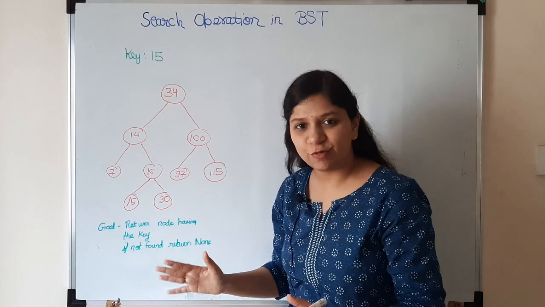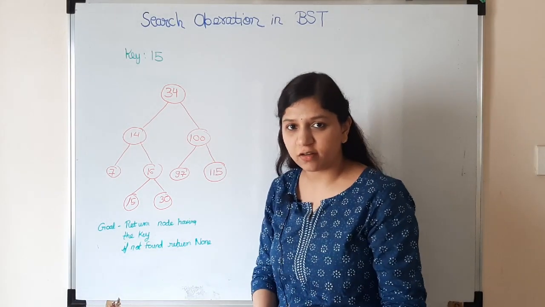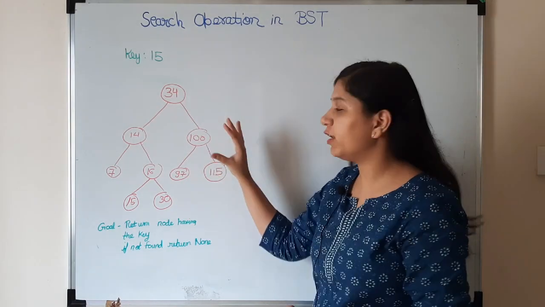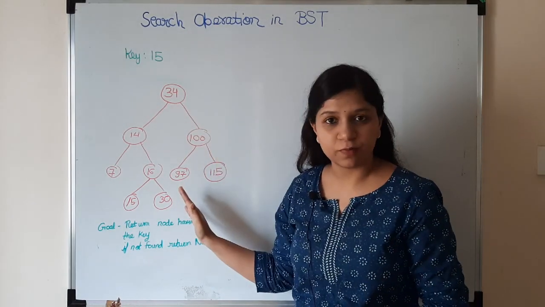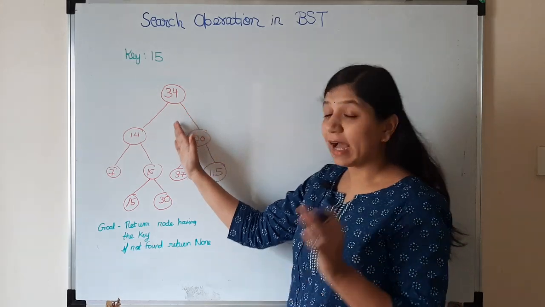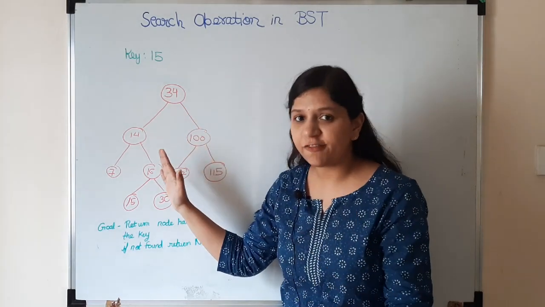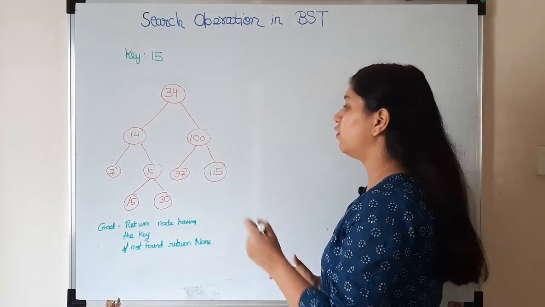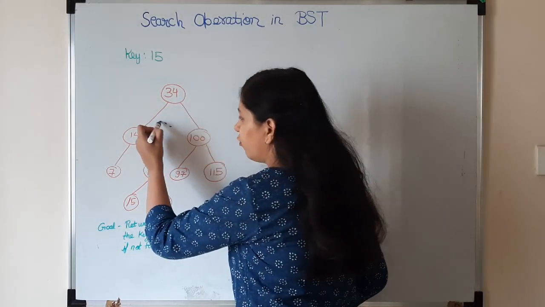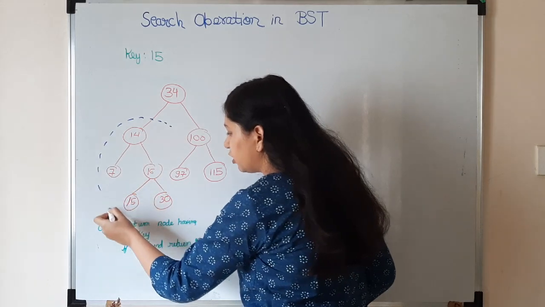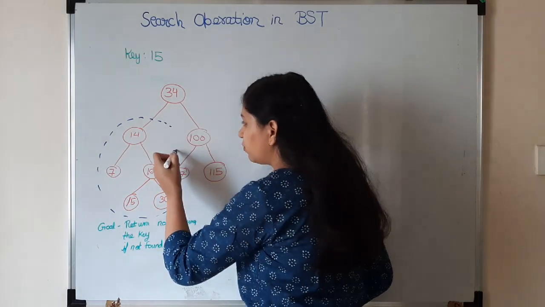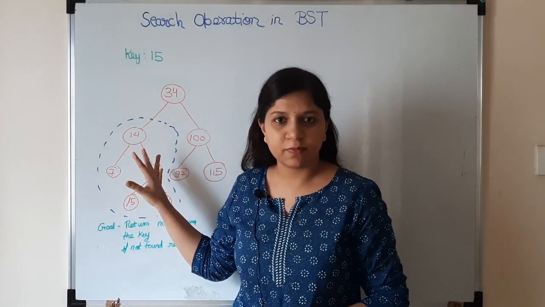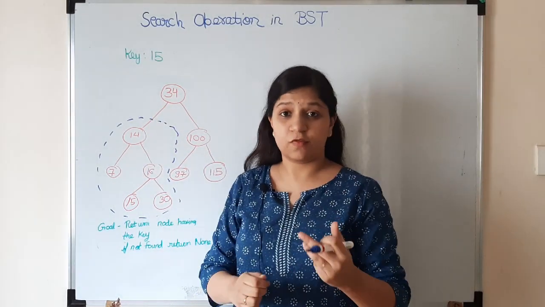So what should you do? Where should you search 15? 15 cannot be in the right subtree because right subtree will have values greater than 34, right? So that is for sure that 15, if we'll be able to find, it must be in the left subtree. So now we have limited the search, we have made this problem small by just considering the left subtree, right? Next, what will you do?